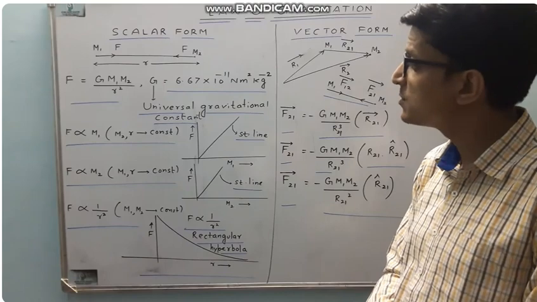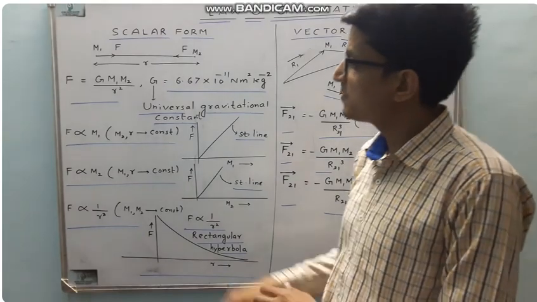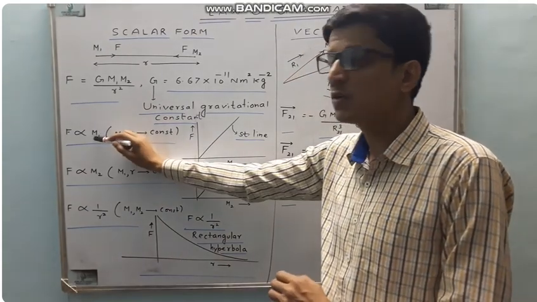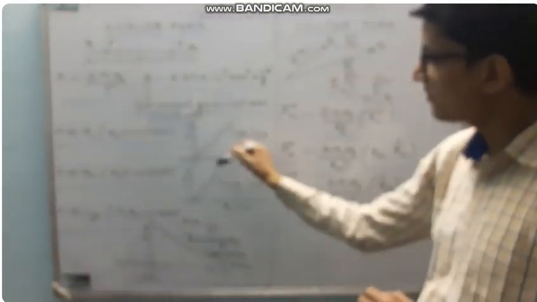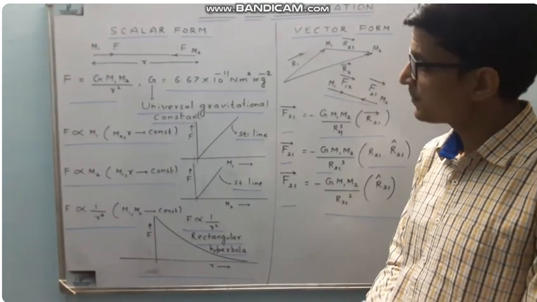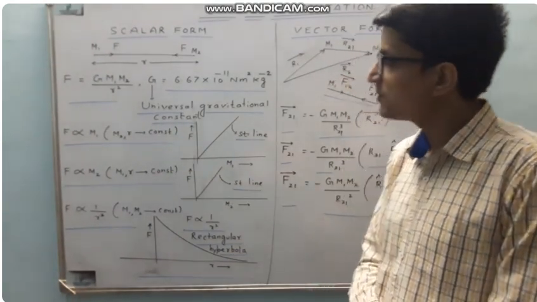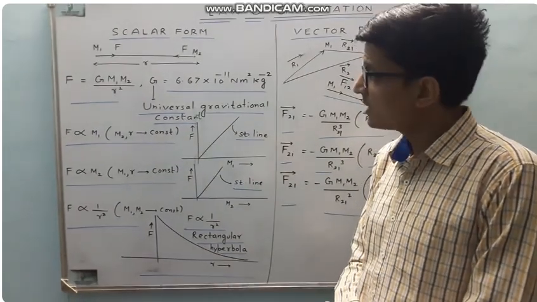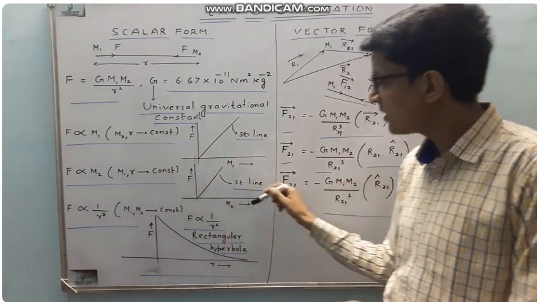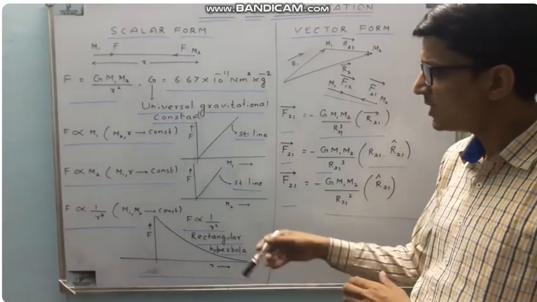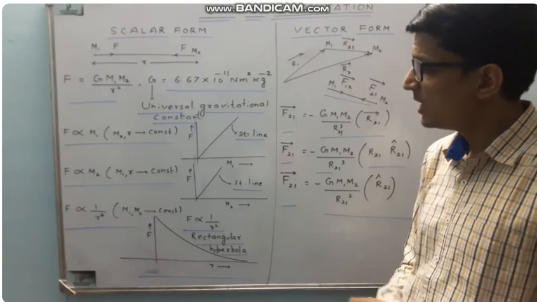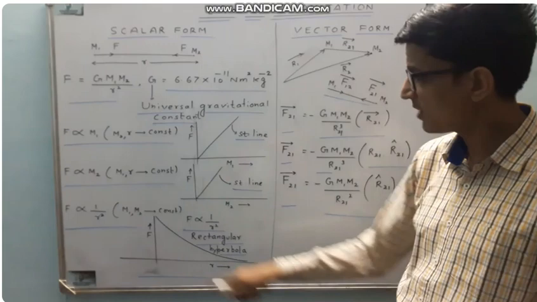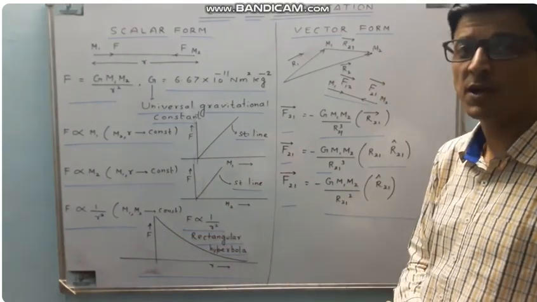Let's look for some mathematical relationship between the parameters. The first is magnitude of force and m1. As we can see from the relation, if m2 and r are constant, then F is proportional to m1. That means the graph between F and m1 will be a straight line. Similarly, if we look for the relation between F and m2, if m1 and r are constant, then F is proportional to m2. So the graph again will be a straight line. If we look for the relation between F and r, we can see that F is proportional to 1 by r square, where m1 and m2 are constant. So the graph between F and r will be a rectangular hyperbola.